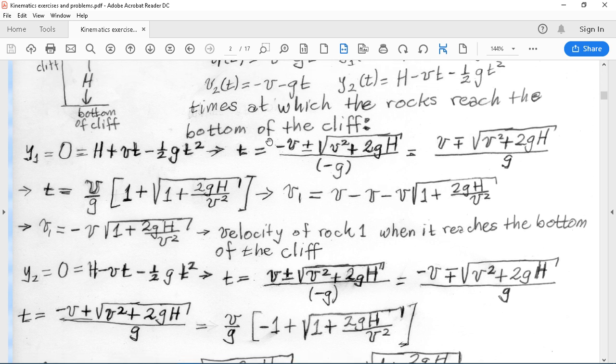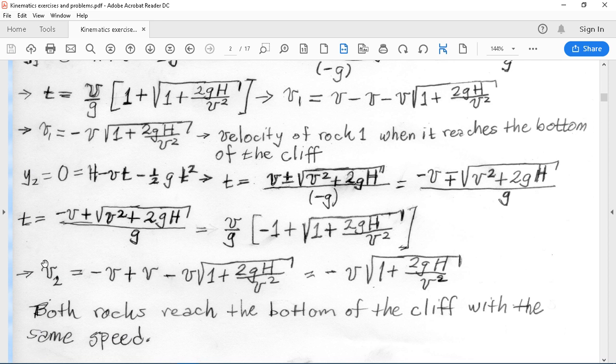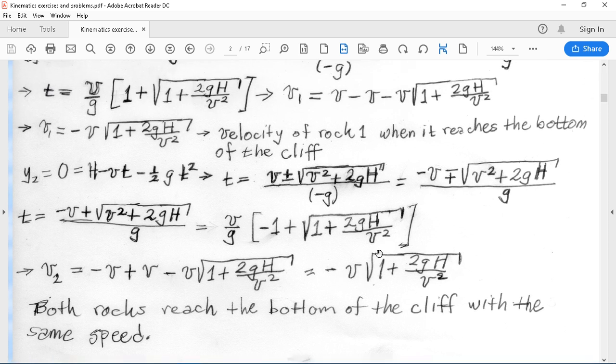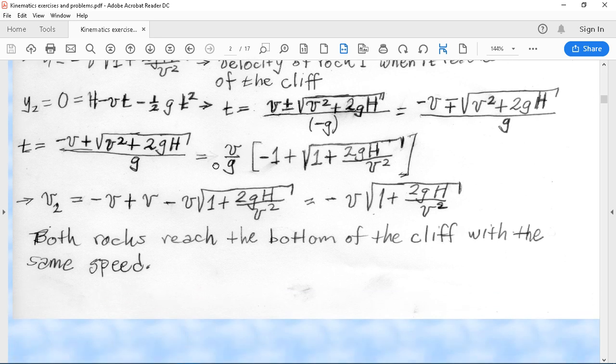Replacing this time in this expression, we get this value for the velocity of the second rock when it reaches the bottom of the cliff. Now, if you see carefully, the two velocities are the same. They have the same sign, which means that they are going in the downwards direction.